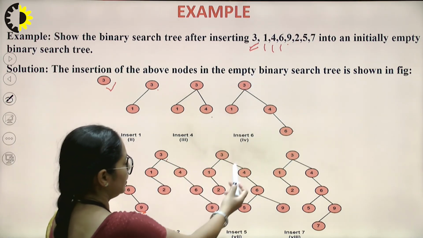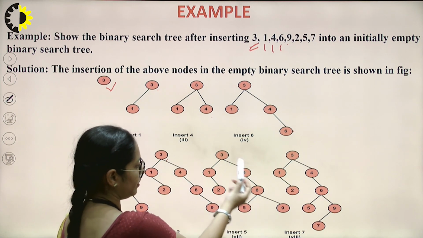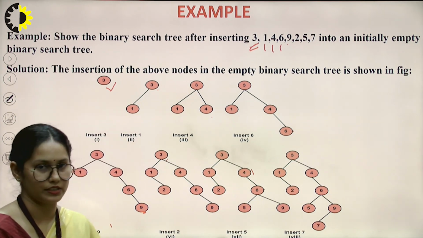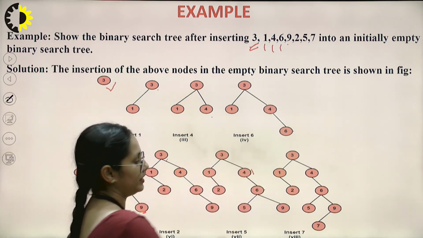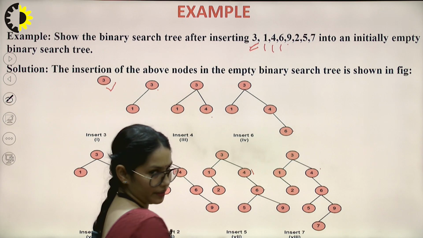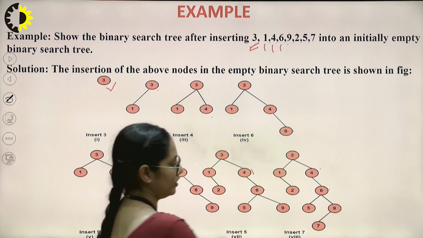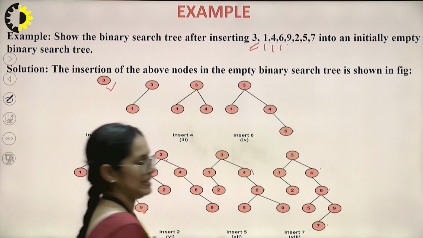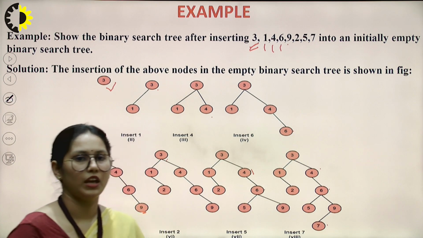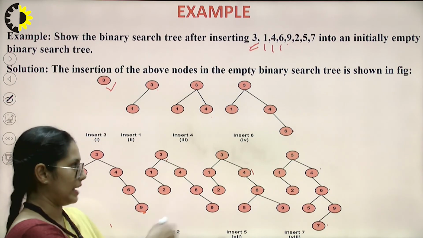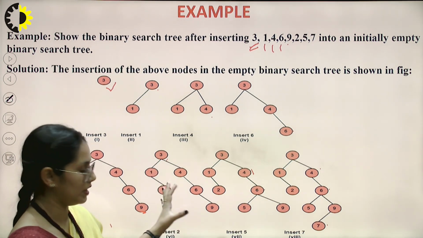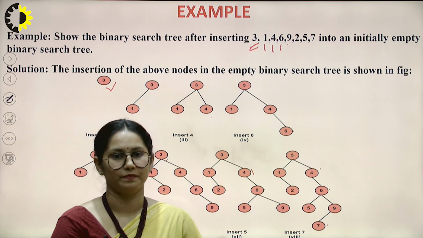Now 5. Where will 5 be inserted? Greater than 3, greater than 4, smaller than 6, on the left-hand side. Now the last number, that is 7. Again 7 is compared to 3: greater than 3, greater than 4, greater than 6, smaller than 9, so on the left-hand side of the subtree having root node 9. So this is the example in which we see how we insert elements into the binary search tree. Thank you.